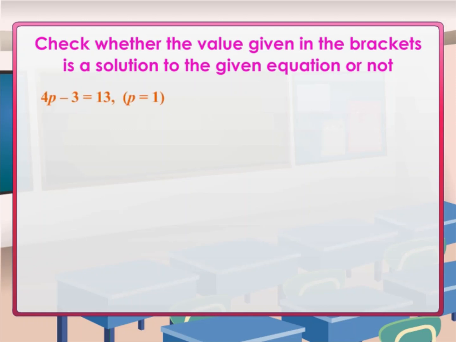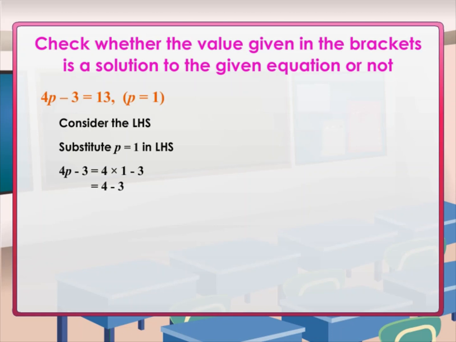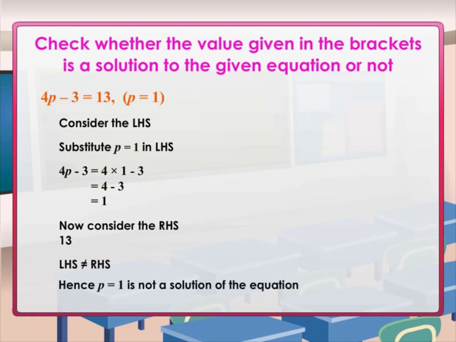The given equation is 4p minus 3 is equal to 13. We have to check whether p is equal to 1 is a solution of the equation or not. Let us consider the left-hand side. Substitute p equal to 1 in the LHS. 4p minus 3 is equal to 4 times 1 minus 3, which is equal to 4 minus 3, which is equal to 1. Now consider the right-hand side. On the right-hand side, the value is 13. Compare both LHS and RHS. They are not equal. Hence, p is equal to 1 is not a solution of the equation.